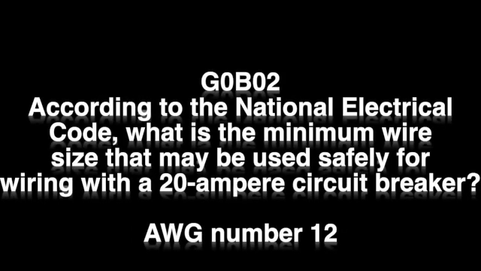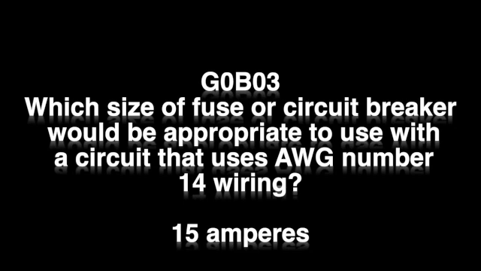G0B02. According to the National Electrical Code, what is the minimum wire size that may be used safely for wiring with a 20-ampere circuit breaker? AWG number 12. G0B03. Which size of fuse or circuit breaker would be appropriate to use with a circuit that uses AWG number 14 wiring? 15 amperes.